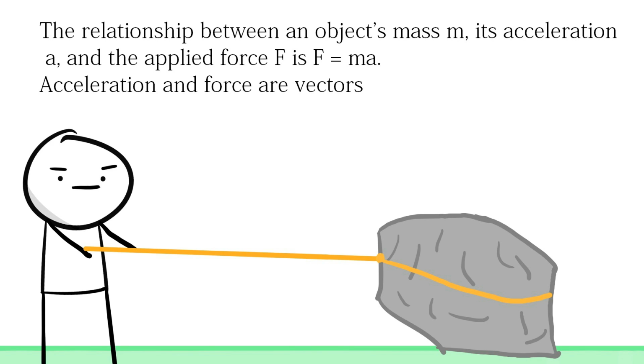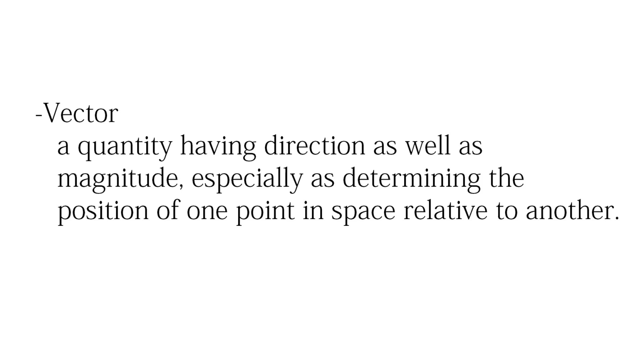Acceleration and force are vectors. A vector is a quantity having direction as well as magnitude, especially as determining the position of one point in space relative to another. To explain Newton's second law of motion better, let's use a rock as an example.